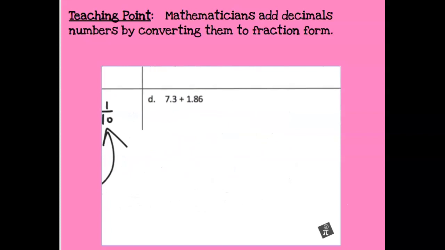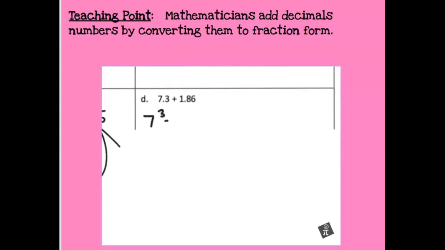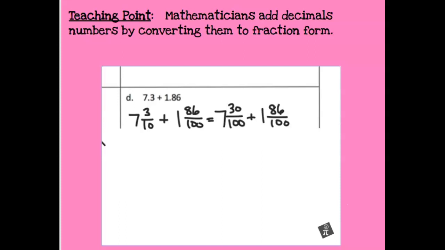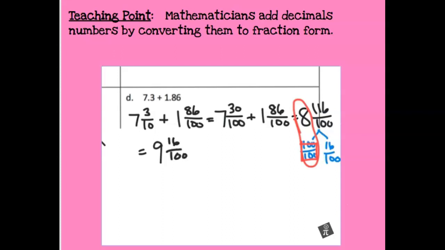Now let's take a look at D. So D, we're going to start with 7 3/10 plus 1 86 hundredths. So that ends up being 7 30 hundredths plus 1 86 hundredths. And adding that together, we end up with 8 wholes and 116 hundredths. So we know that 116 hundredths is 100 hundredths plus an extra 16 hundredths. So there, we have 1 extra whole. So 8 plus 1 equals 9 wholes, plus we have an extra 16 hundredths left over. So that's our answer as a fraction.